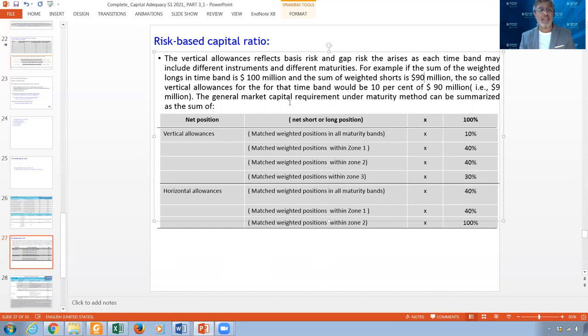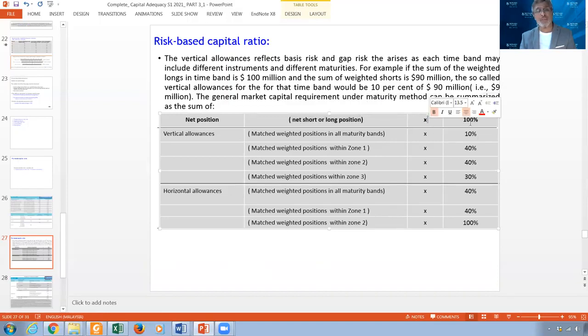So the general market capital requirements under the maturity method, because they use the maturity method, can be summarized as the sum of, so if you have the net position here, whether it is short or long positions, for example whatever value, which equals 100%. If that value is, for example, 50, then you have to take 10% to arrange for the vertical disallowances. They want you to match weighted positions in all maturity bands, which means you have to take 10% of this. Then you have to take 40% of this.